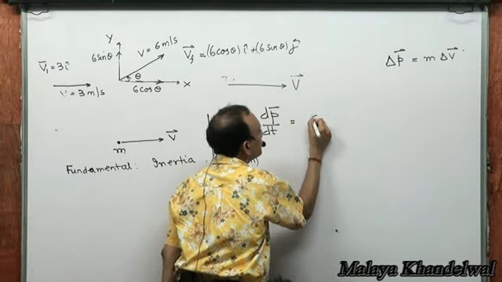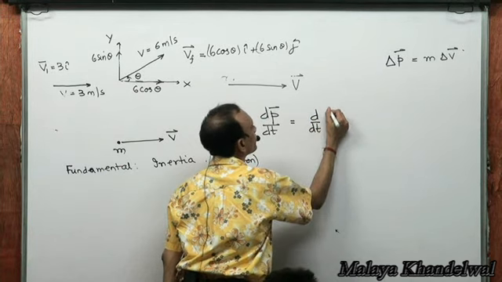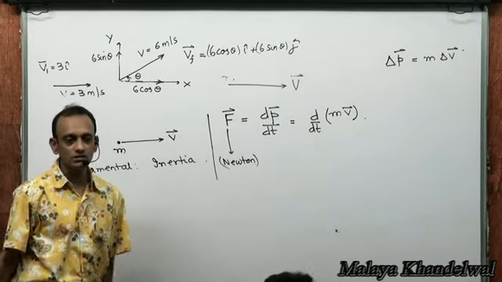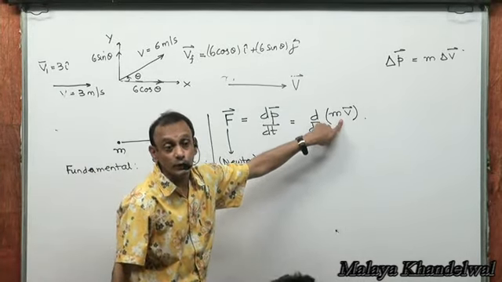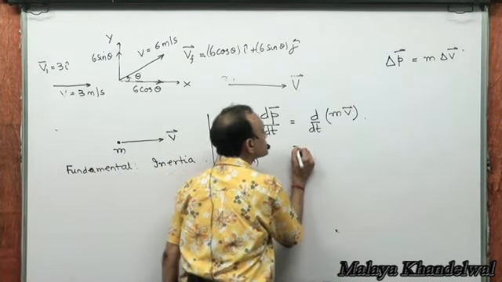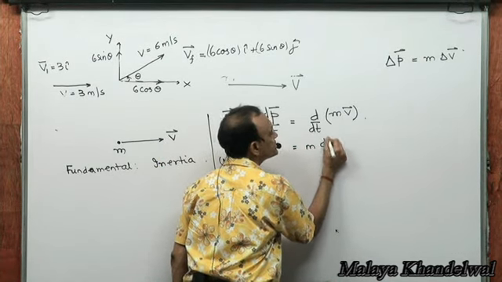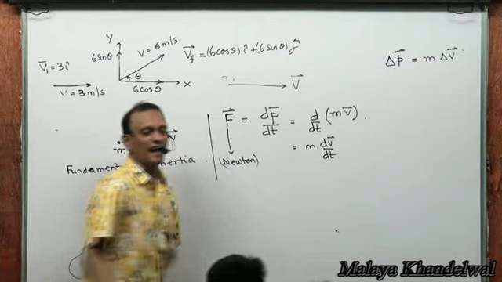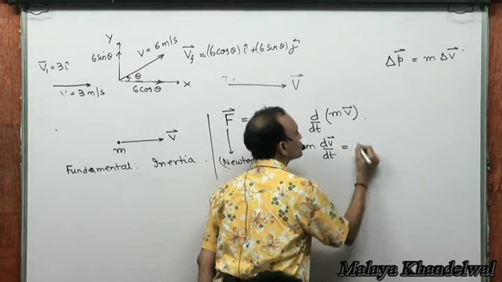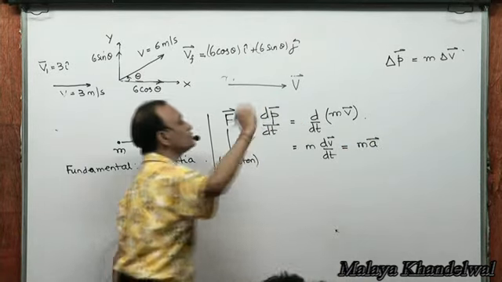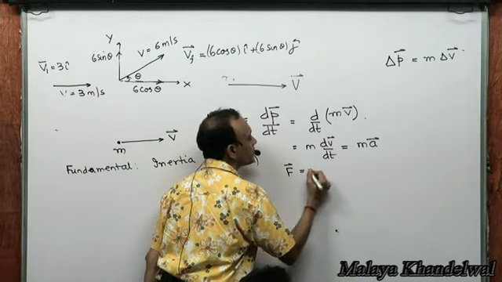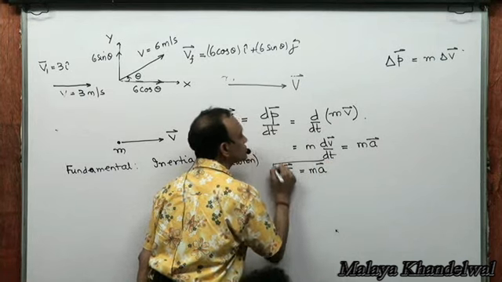Now, P can be written as mass into velocity. Now, m being constant, because we are dealing with systems with constant mass, m comes out of the derivative sign. So it's m dv/dt. But dv/dt is the acceleration brought about in the particle. So this is m into a. That's essentially Newton's second law. F is mass into acceleration. That's Newton's second law.